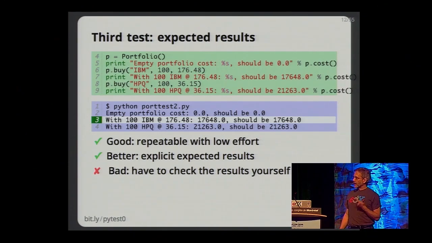Now it's even better. We've got repeatable tests with low effort. It's better because we've got explicit expected results. We still have to check the results ourselves. Here's the line of code. If it were wrong, we'd just have to look and see if the two numbers were the same or if they were different, right? The computer isn't telling us whether the number was right. It's just showing us the actual result and the expected result.